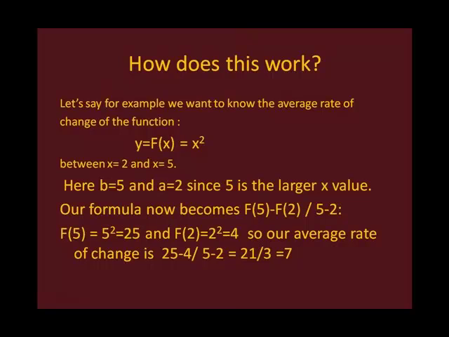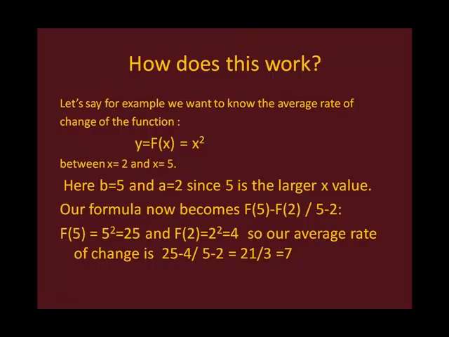So in general, you'll be given a function and you'll be given x bounds. Here we're looking at the function y equals x squared between x equals 2 and x equals 5. Now, like I said before, b is the bigger x value. So here, b is 5 and a is the smaller x value, which is 2. Our formula, f of b minus f of a over b minus a, will now become f of 5 minus f of 2 over 5 minus 2 by applying our definitions that we just looked at.